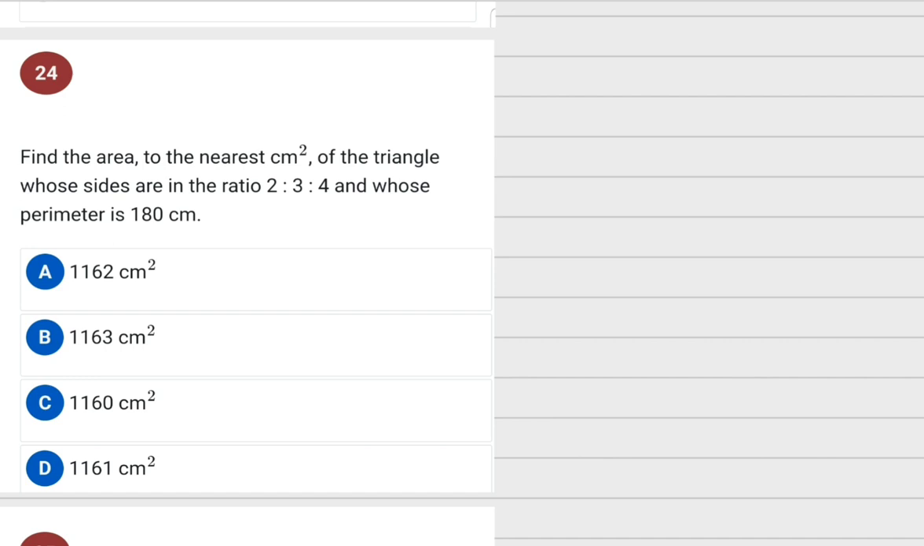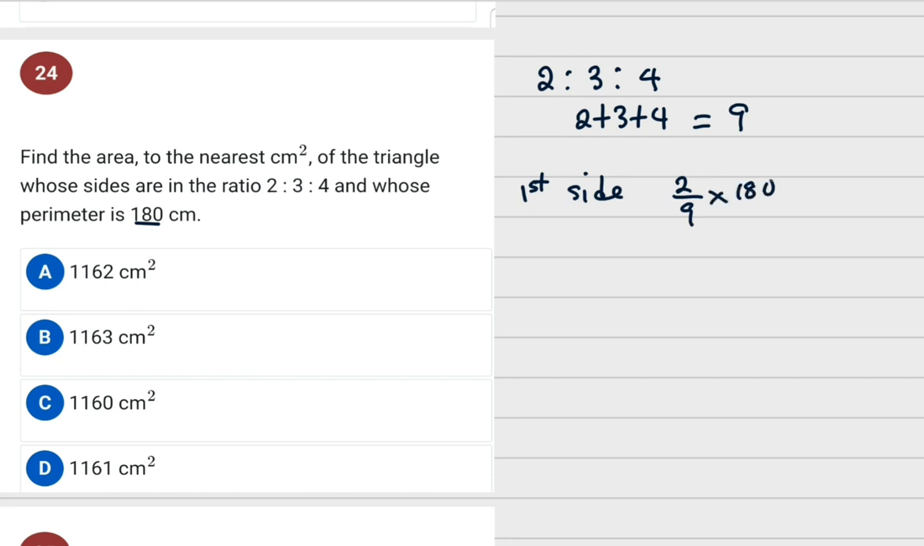Now question 24 says we should find the area to the nearest centimeters of the triangle whose sides are in this ratio. Now the best thing to do is find the sides. Okay, now the ratio is 2:3:4. So when you add it, 2 plus 3 plus 4, that should give you 9. So the first one, which is having a ratio of 2, that is the first side now. Remember, we are told that the perimeter is 180. So the first side will be 2/9 times 180. And this should give you 40.